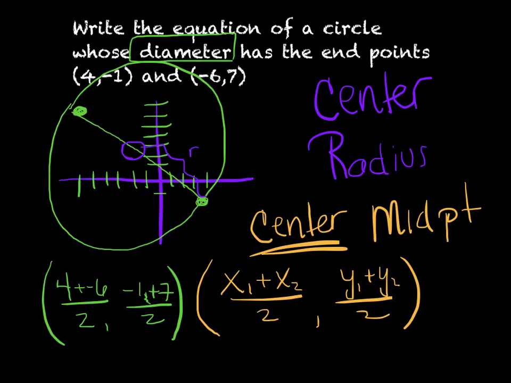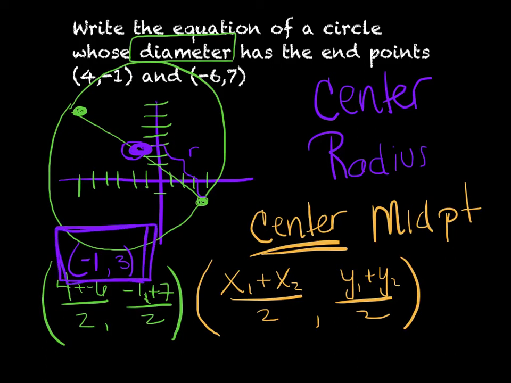4 and negative 6 make negative 2, divided by 2 gets me a negative 1. And negative 1 plus 7 is 6, divided by 2 is 3. And we kind of guesstimated that. So (-1, 3), and again, not drawn to scale here, should be my center. So I'm going to box that in. That is the center of my circle.